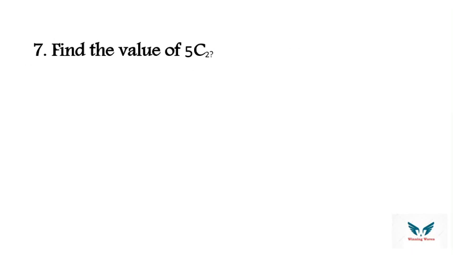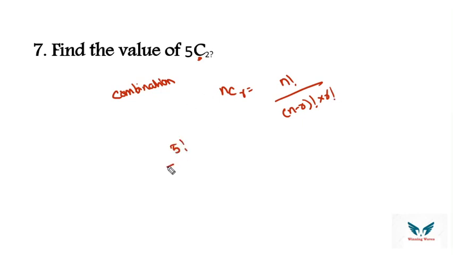Now look at this, find the value of 5C2. Here as it is given as C, C means nothing but combination. So already we know the formula, nCr equals n factorial by n minus r factorial into r factorial. So here the value of n is 5, so 5 factorial by 5 minus 2 factorial means 3 factorial into r, r means 2, 2 factorial.